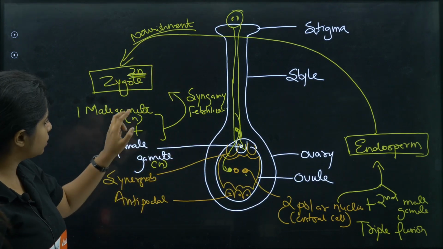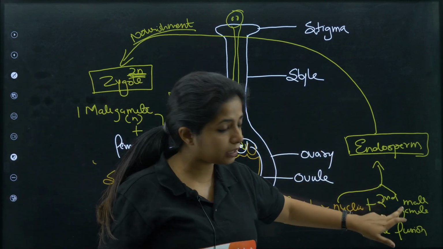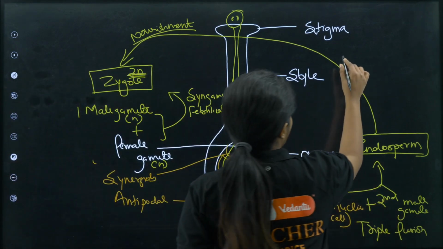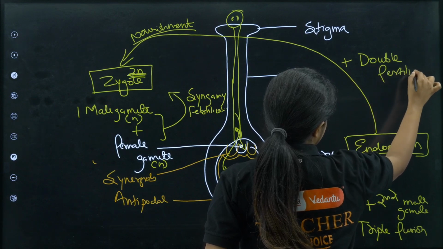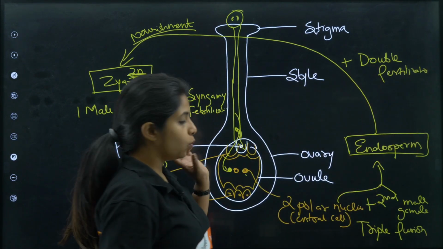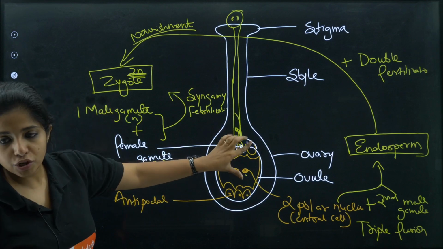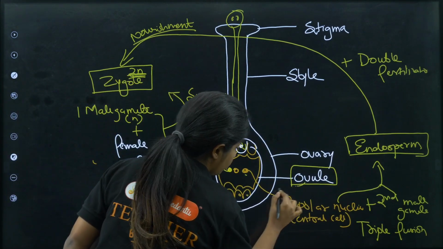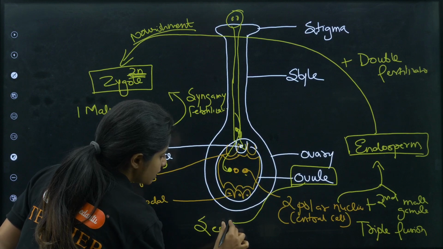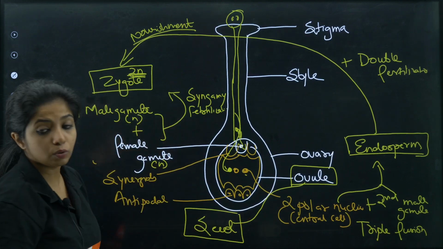Now over here, there is one fertilization happening, and there is another fertilization happening over here, which is why you call both of them together double fertilization. Now listen to me carefully. Once this happens, one zygote formation is taking place over here. The fertilized ovule is now going to be known as the seed.